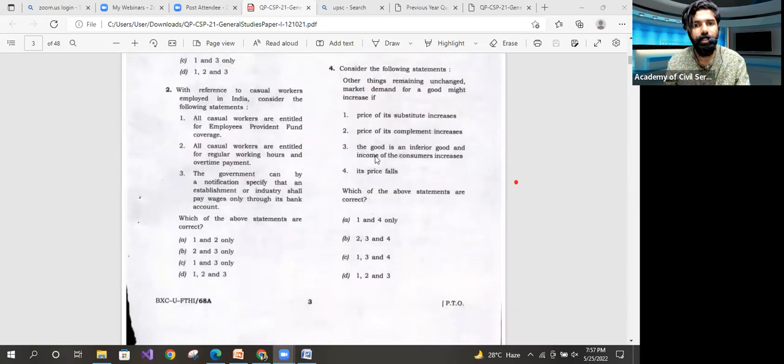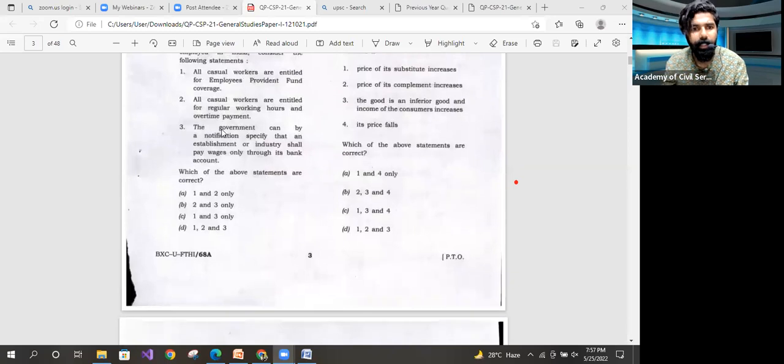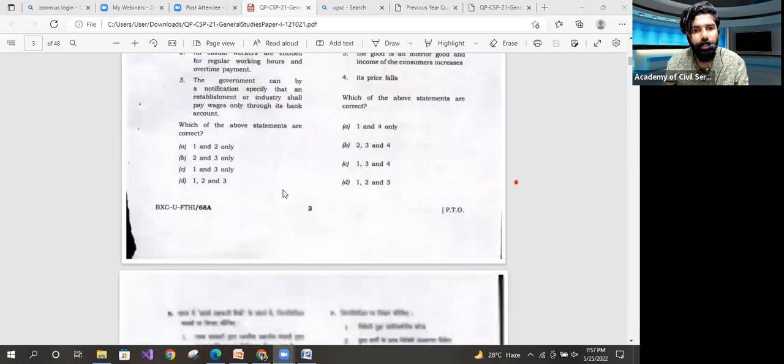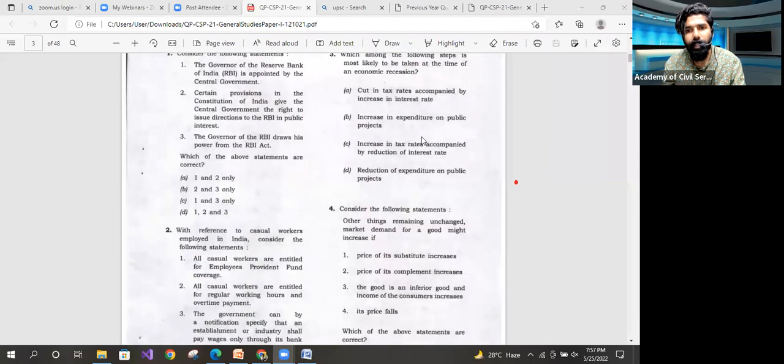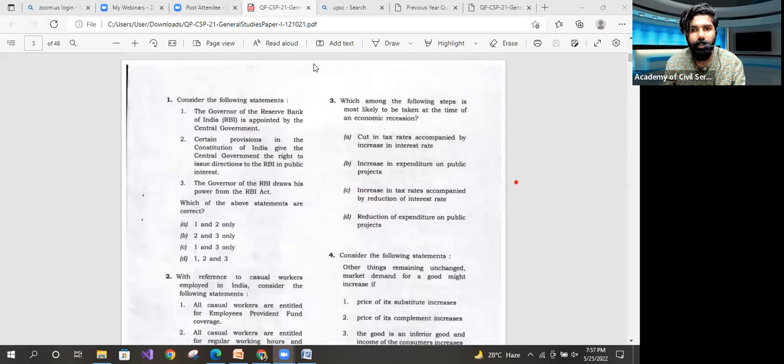Okay, second question: how casual workers are employed in India. I don't know anything about this question. I am leaving this question. Now question number 3: which among the following steps is most likely to be taken at the time of economic recession? Economic recession was discussed in the news. Economic recession means the slowdown of the economy. In order to solve an economic recession, the government has to spend a lot of money to boost the economy.